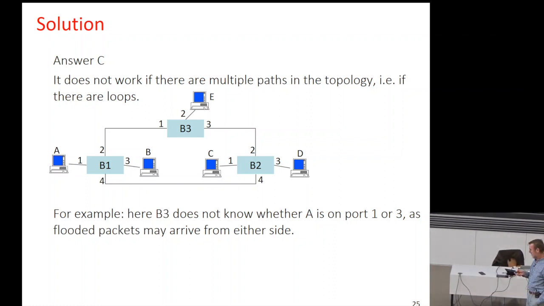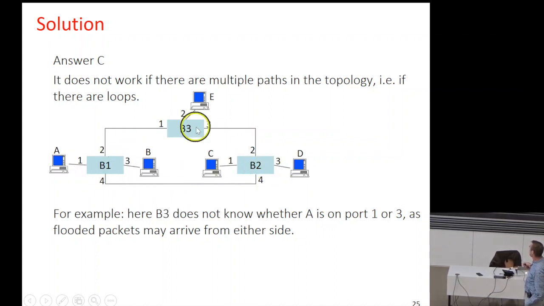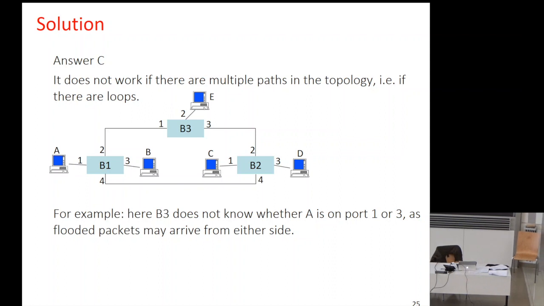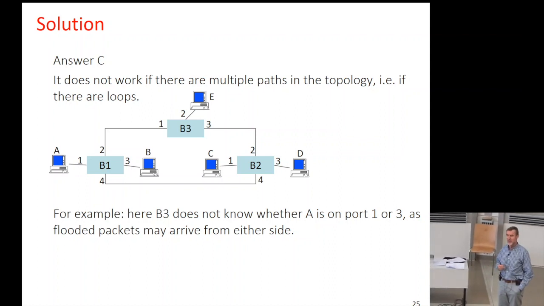If there are loops, then you have problems where the propagation will work, but B2 might receive the message from B1 or from B3, and depending on the timing, but also depending on the state of the queues, so in practice it will be random, so B2 doesn't know whether the address A is on port 2 or on port 4, and might oscillate between the two. So there will be a problem if there are loops. How do we solve the problem of loops? We will see next week.